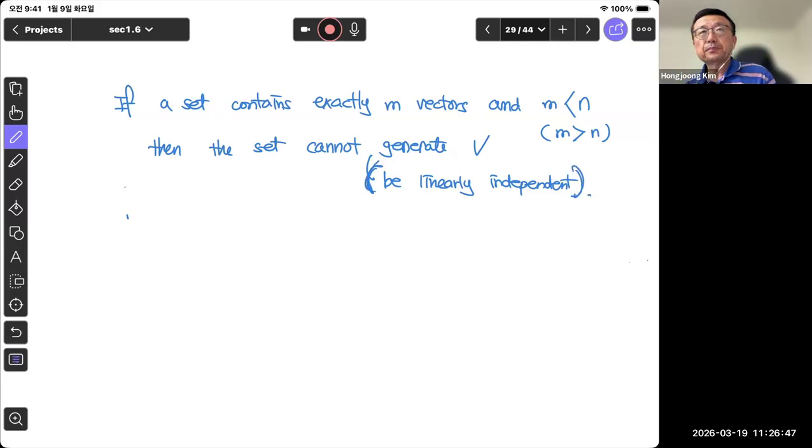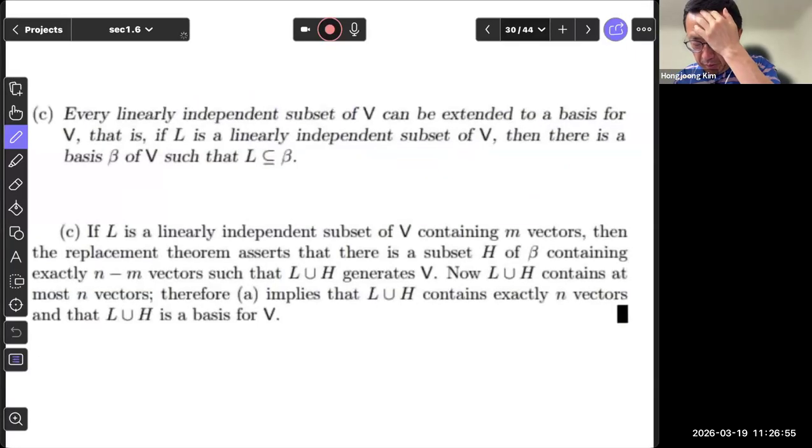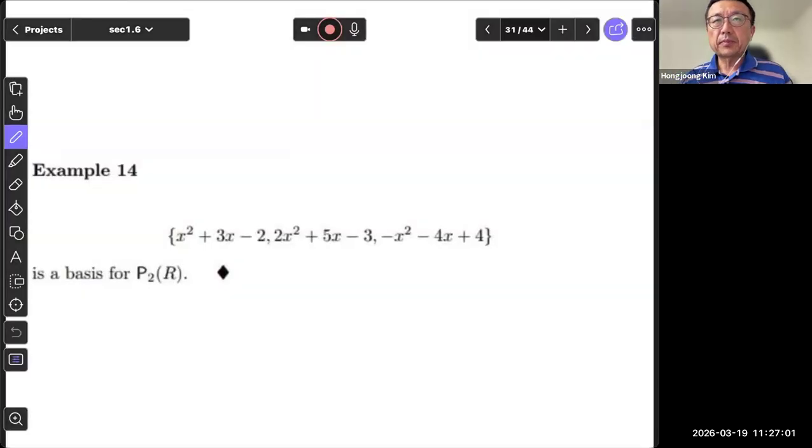And vice versa. Okay, so that is the claim we can derive from this theorem. This is trivial, so you can read this to see. So let us consider some example. So here, x squared plus 3x minus 2, 2x squared plus 5x minus 3, and minus x squared plus 4x plus 4. It is the basis for P2 space.